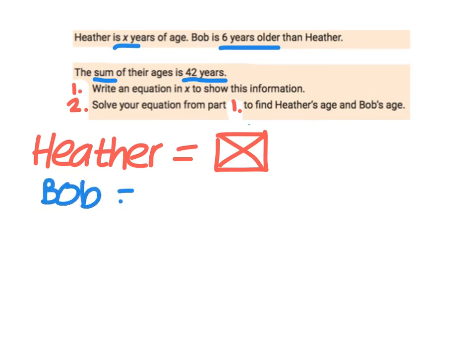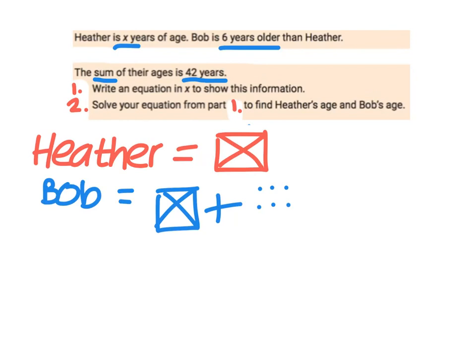Bob's age is equal to X plus 6, and 6 little dots there for Bob's age, okay? And this is because it says in the question that Bob is 6 years older than Heather, okay? So then we've represented Heather's age visually and Bob's age visually, okay?